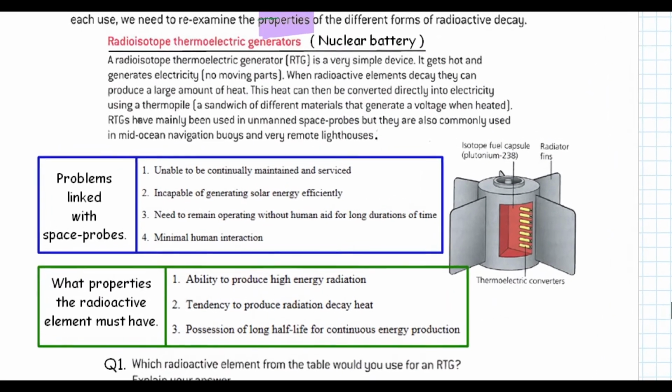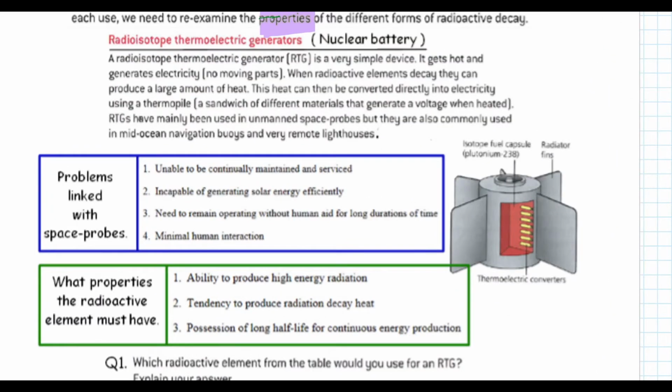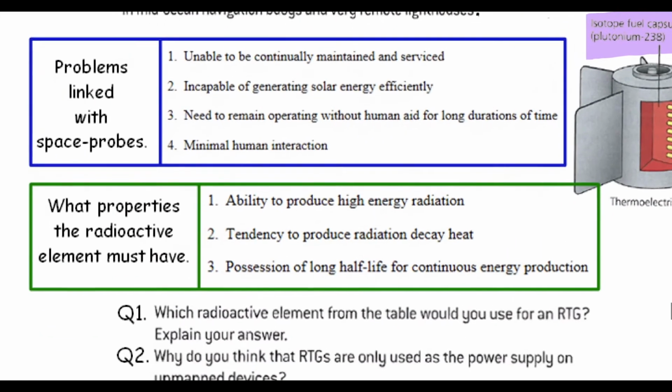So the first application we're looking at is this thermoelectric generator. Generators generate electricity, and different to your normal generator where you'd have moving parts, you'd have magnets and a coil of wire, in this case nothing moves. What you've got instead is a radioisotope, in this case plutonium-238, and it has particular characteristics or properties that suit the job.